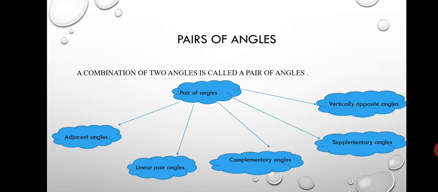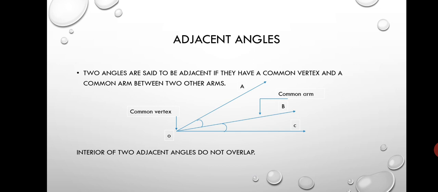Pairs of angles. A combination of two angles is called a pair of angles. It means when we are combining two angles, that is called a pair of angles. Okay. There are different types of pairs of angles: adjacent angles, linear pair angles, complementary angles, supplementary angles, and vertically opposite angles.